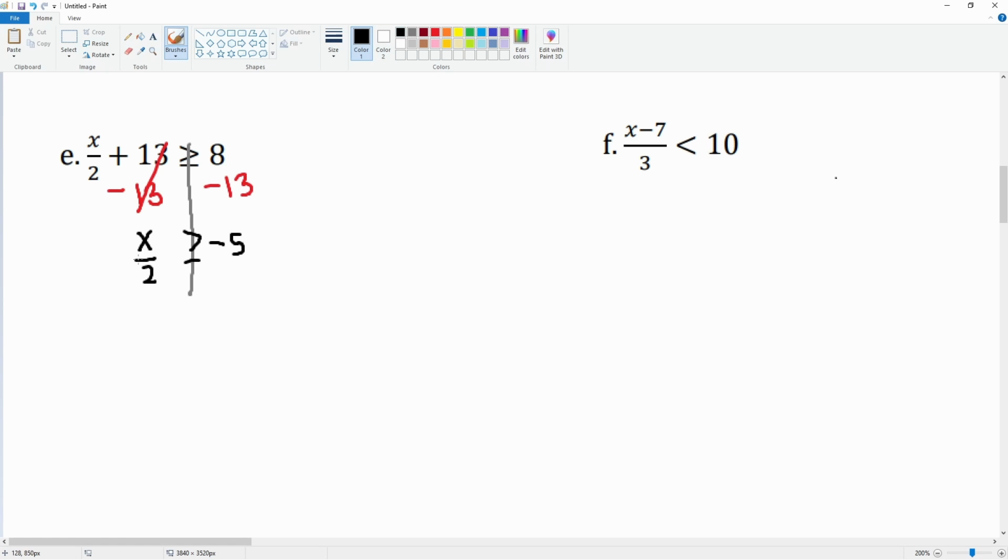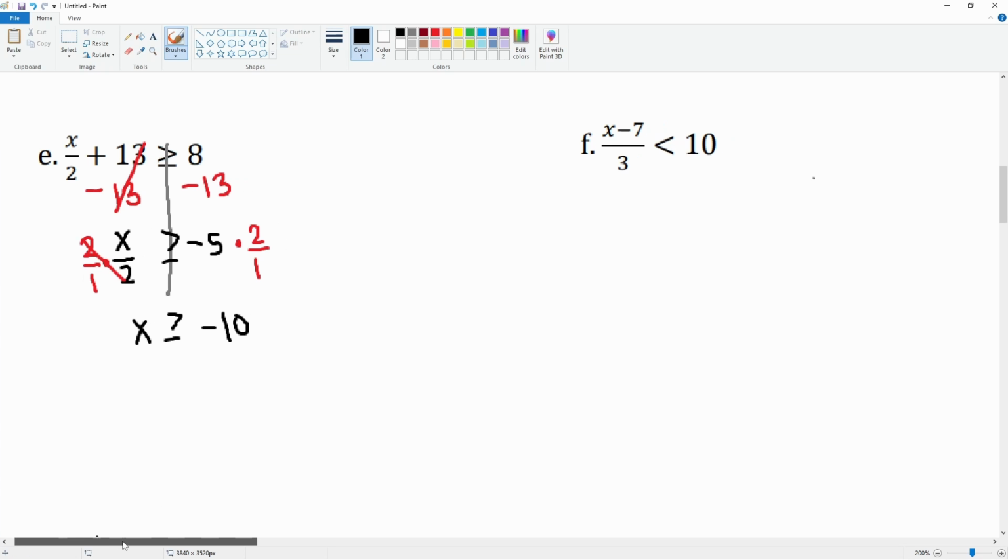How do we get rid of a divide by 2? Well, we're going to multiply by 2. It's really 2 over 1 if you would like to see it. Multiply the other side by 2 over 1. This cancels, leaving you with just an x here. Negative 5 times 2 becomes negative 10. Because we multiplied by a positive, the inequality stays the same. So it is just x is greater than or equal to negative 10.